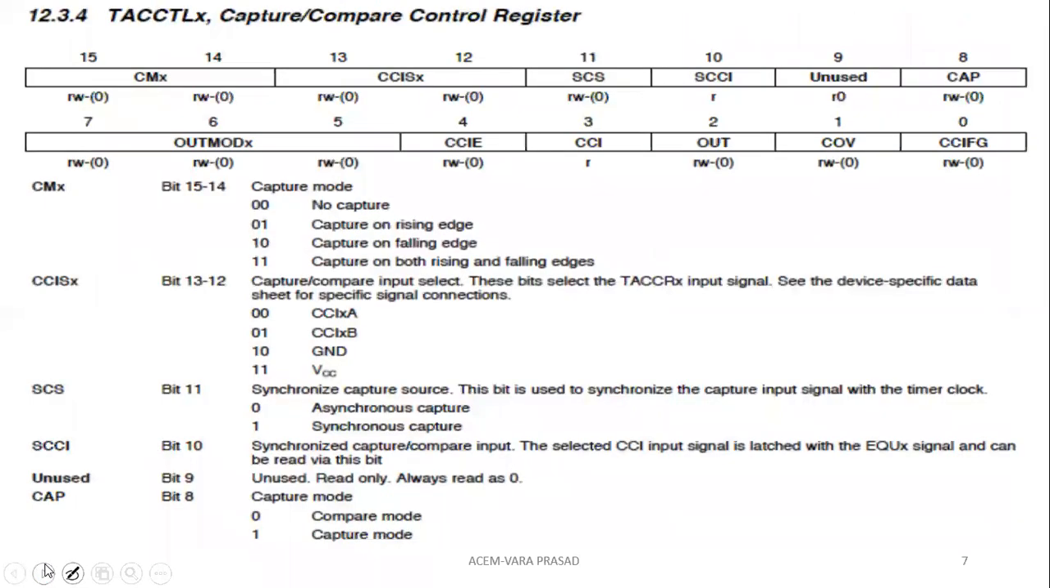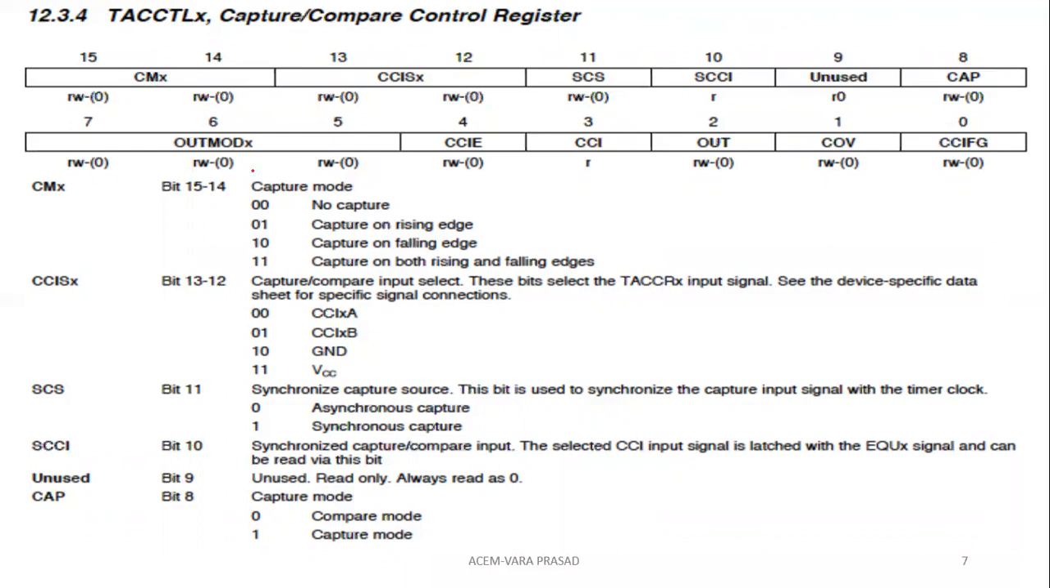What is that called? TACCTL. CTL means control. So timer A capture compare control register. It is also a 16-bit register. So don't bother about that RW. Don't write RW in examinations. In this, only the boxes, whatever values and functions are available, those functions you have to write. So don't write RW bracket 0.